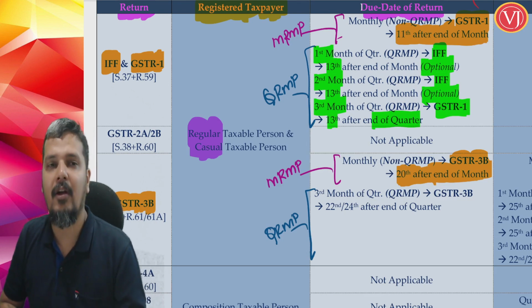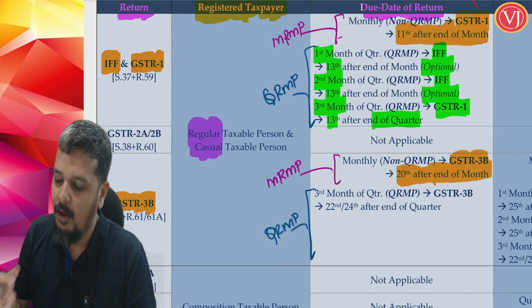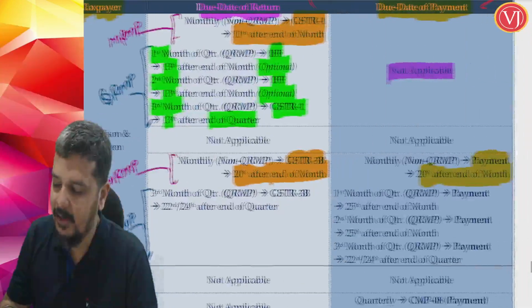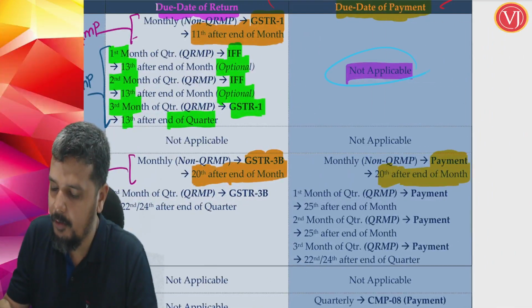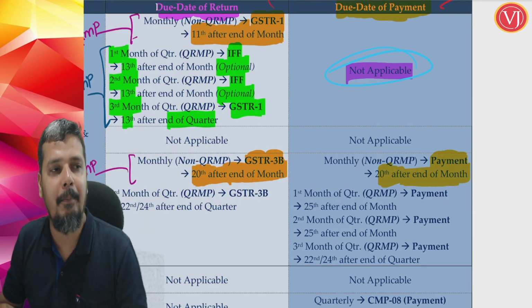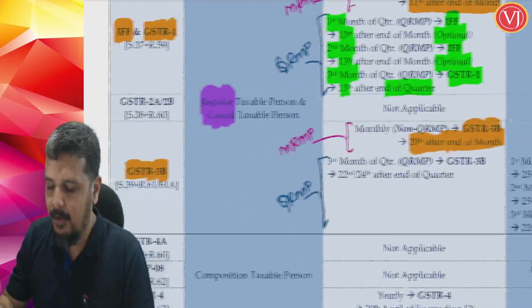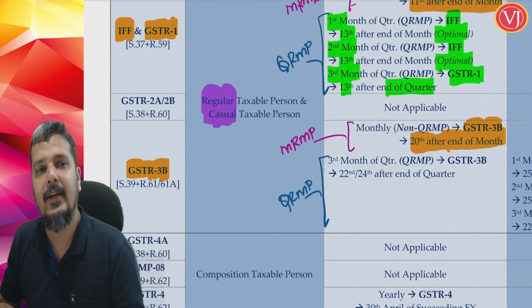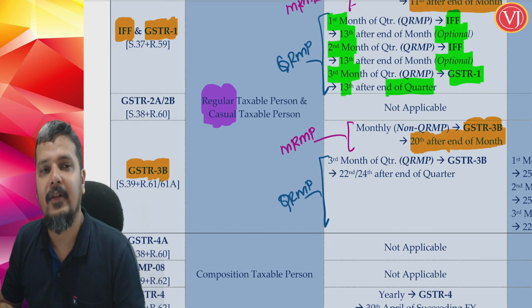Obviously, the moment you are talking about your IFF or your GSTR 1, please understand that there won't be any payment. Along with GSTR 1 or IFF, there is no payment. Now, let us talk about your main return. What is your main return? GSTR 3B and your payment.